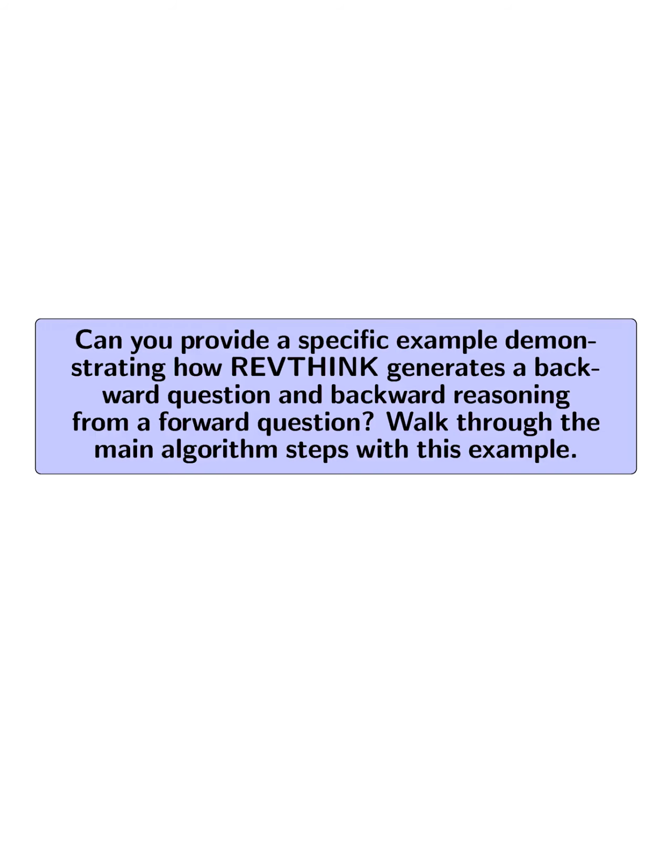Can you provide a specific example demonstrating how REVTHINK generates a backward question and backward reasoning from a forward question? Walk through the main algorithm steps with this example.